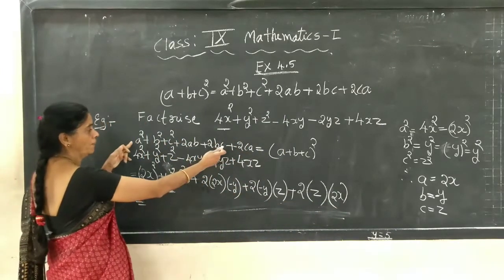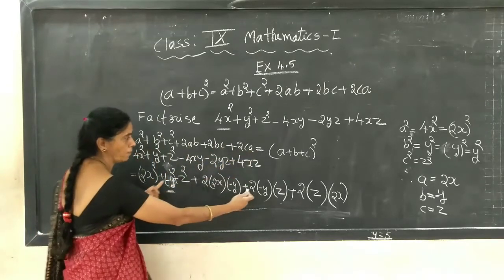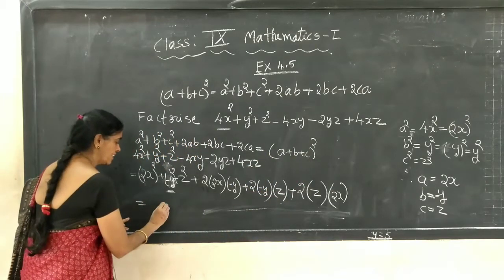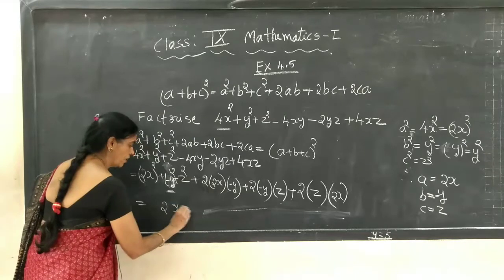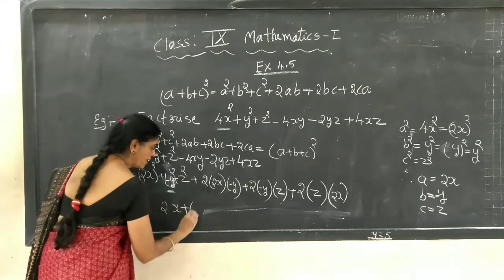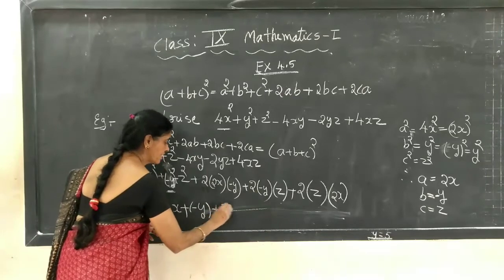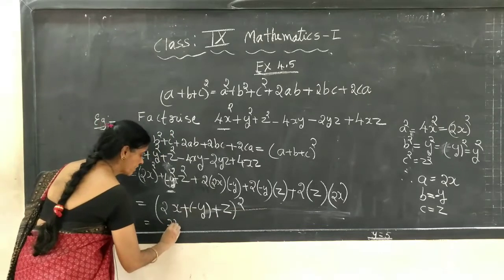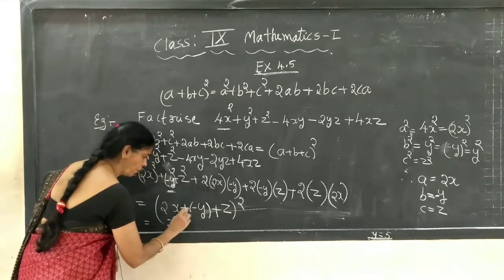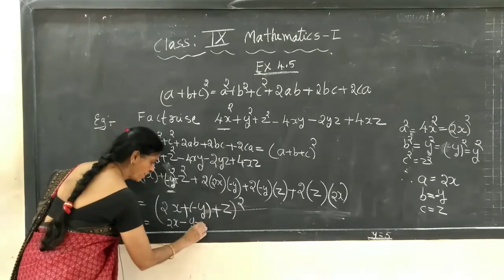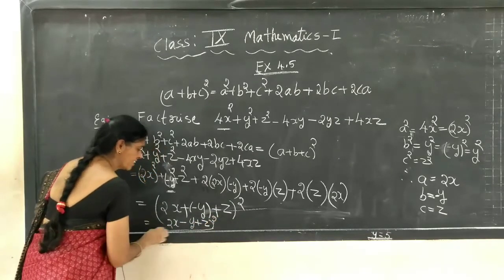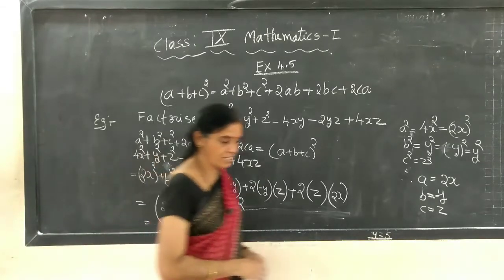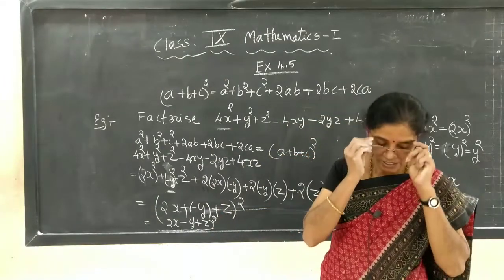Therefore, according to this formula, when you expand and write the given problem in this formula, the factors are (a plus b plus c) whole square. a is 2x, b is minus y, c is z. You may also write it as 2x minus y plus z whole square. These are the factors of this expression. So that is the answer. I hope you understood the problem.